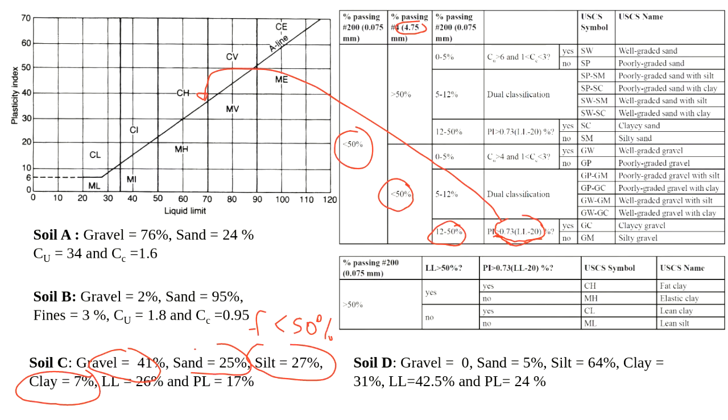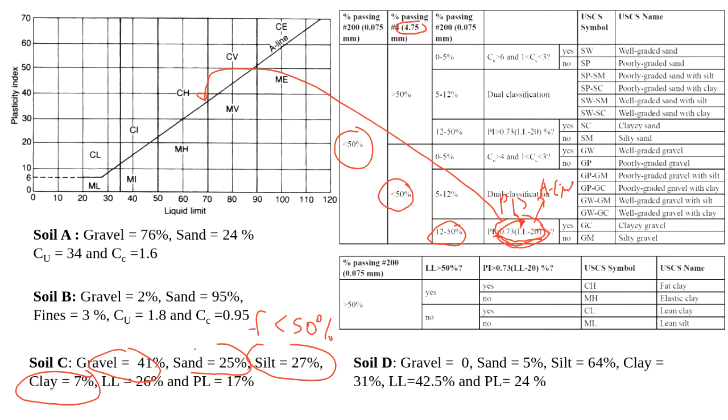So the way to do it, you just put liquid limit here and then see if it's above or below PI. So if PI is greater than this mathematical expression of A line, in this case, it's going to be above the A line and it's going to be clay. If the answer is no, then it's going to be silt.